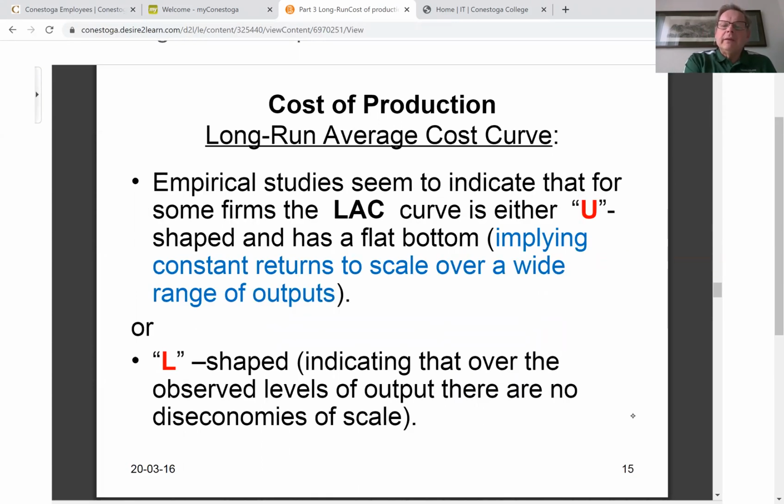Empirical studies seem to indicate that for some firms, the long run average cost curve is either U-shaped and has a flat bottom, which implies constant returns to scale over a wide range of output. So your U becomes very, very elongated, falls down and then flattens out for a long period of time and then starts to increase on the other side. Or they can be L-shaped, indicating that over an observed level of output, there are no diseconomies of scale. So the long run cost curve falls, and then it falls flat and continues along forever, giving them constant returns to scale.